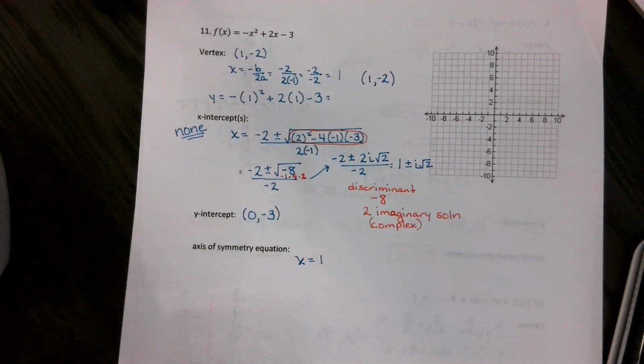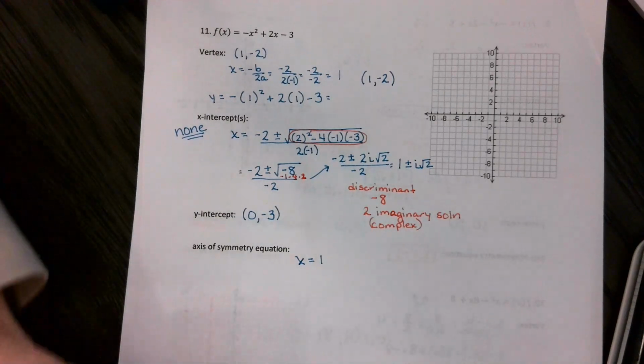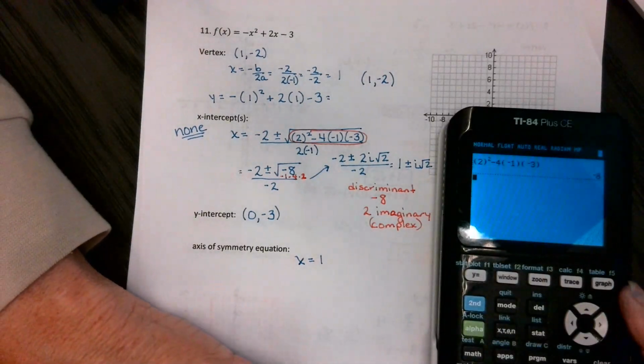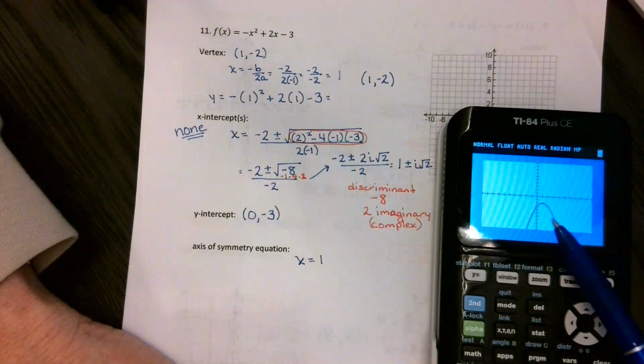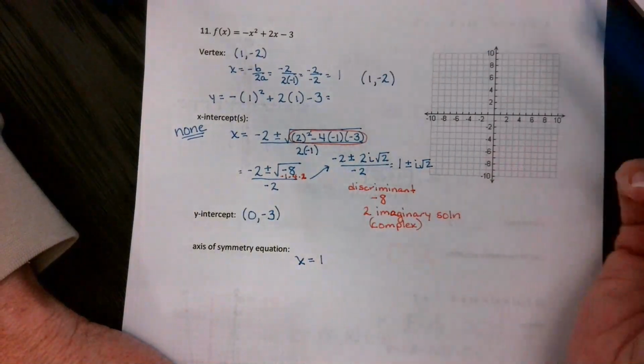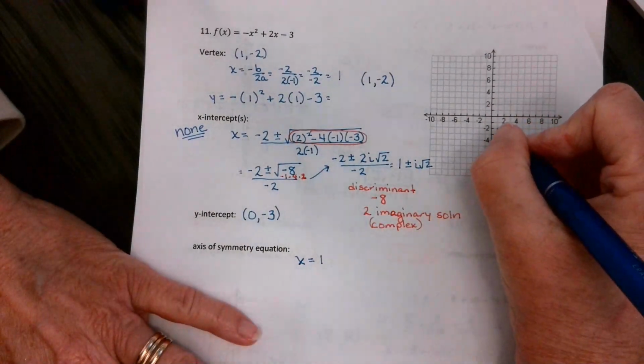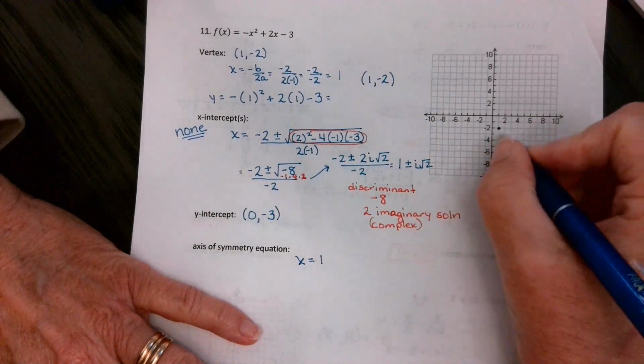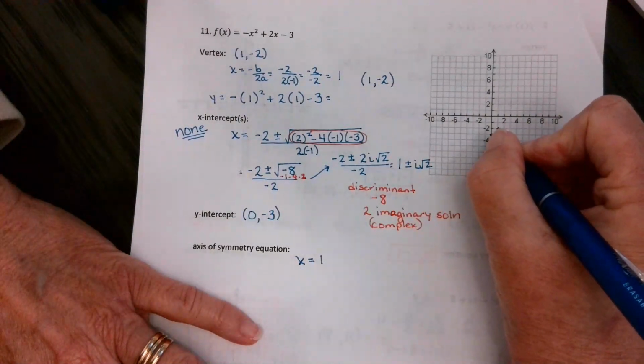Now, imaginary numbers do not show up on a graph. So these will not show up as x-intercepts. And that's why we don't have any x-intercepts. Okay? So, what numbers are we going to graph? All right, 1, negative 2, it's right here. And we had 0, negative 3.